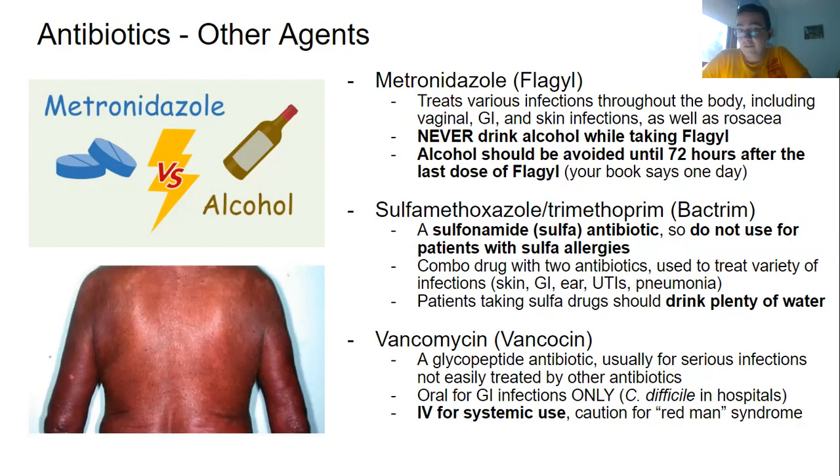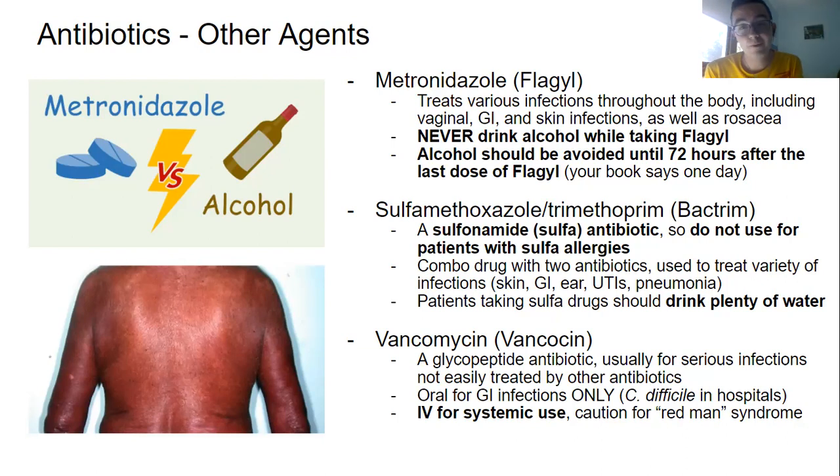We also have sulfamethoxazole and trimethoprim. That's a combo antibiotic, otherwise known as Bactrim. It's a sulfonamide or sulfa antibiotic, so you cannot use it in patients with sulfa allergies. Sulfa allergies are very, very common, so be careful. It's a combo medication with 2 antibiotics used to treat a variety of infections: skin, GI, ear infections, pneumonias, and also urinary tract infections, so it's an alternative to nitrofurantoin. Patients taking sulfa drugs also need to drink plenty of water because they can dehydrate them, and it also requires that hydration in order to work well in the body. It can also be hard on the kidneys, so you want to drink water for that as well.